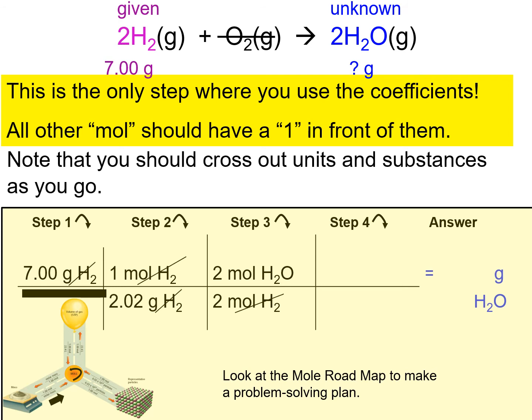This is the only step where we use the coefficients. In step 2, we wrote 1 mole. That's because we are simply doing an equivalence. We want how much 1 mole weighs. In step 4, we will also use 1 mole because, again, all we want is an equivalence. But in this case, in step 3, what we did was we exchanged moles. We went from moles of hydrogen to moles of water. Now we have the right substance, we just don't have the right units. So we're going to do one more step.